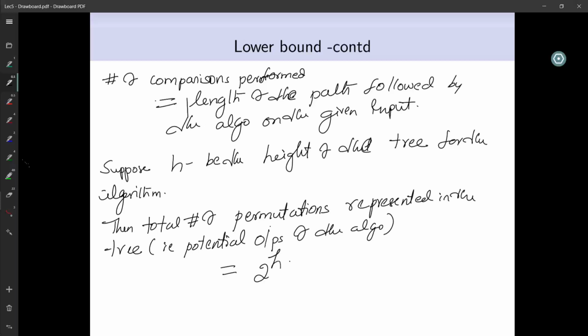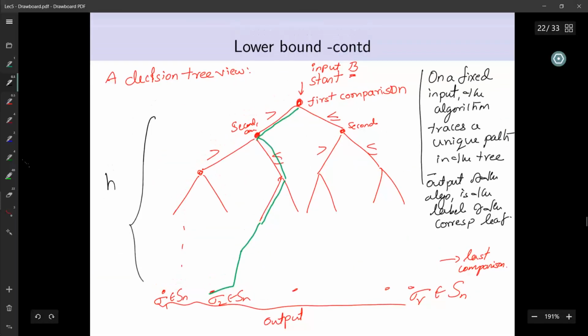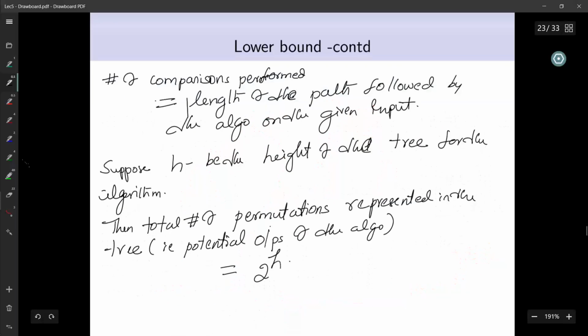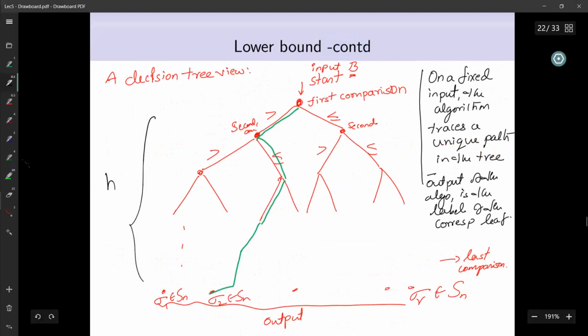Yeah, so now we have some parameters here, right? So we have some information here. The total number of permutations represented in the tree is 2 power h. So that is the total potential outputs of the algorithm. As we vary the input, you will get different permutations, right? So the total number of permutations is 2 power the height. And what is the number of comparisons? The height of the tree is the number of comparisons. So now what is the worst case number of comparisons? The maximum height of the tree.